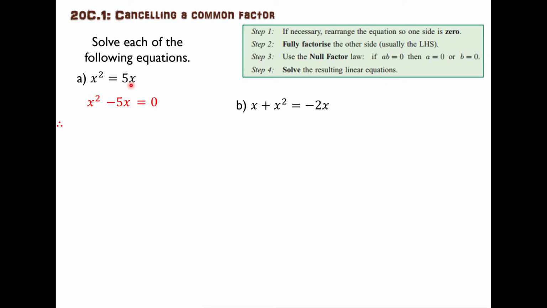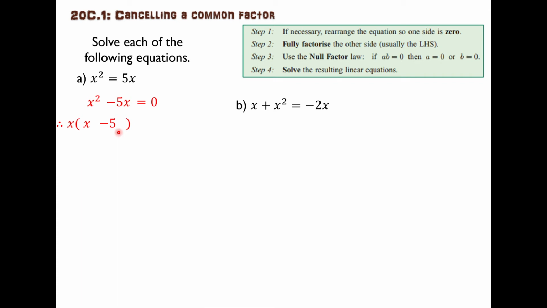Cool. Therefore, now we can factorize this side because this side's 0. So let's factorize this side. I notice something. There's a factor that goes into x squared and also goes into 5x. And that factor is x. I can divide each of them by x. If I divide x squared by x, then I'm left with x. And I've got this minus 5x. Again, if I divide this by x, I'm left with negative 5.